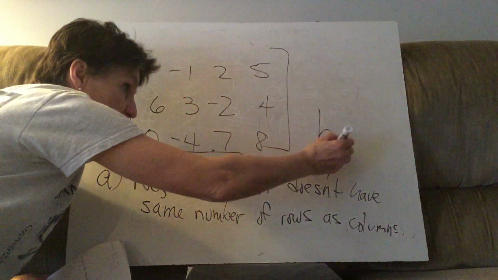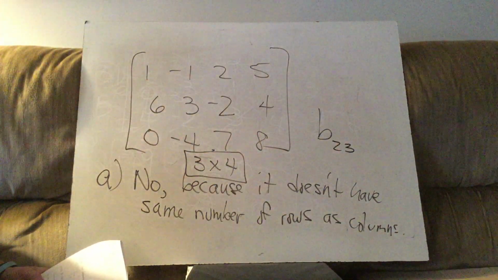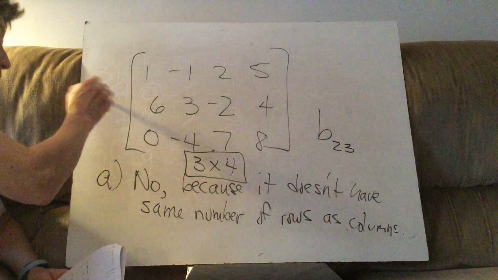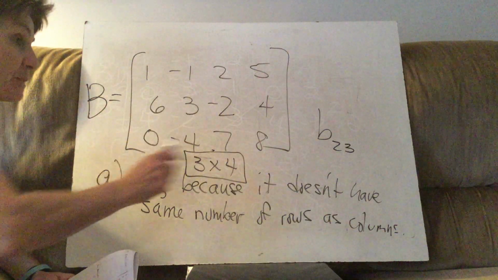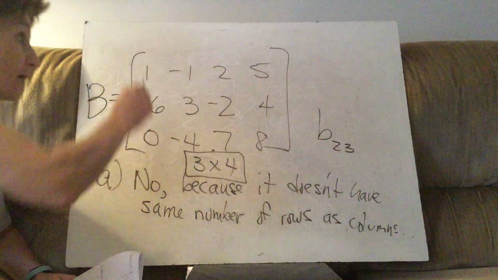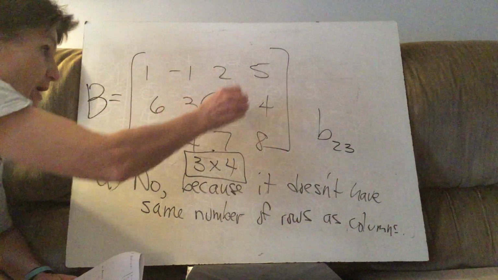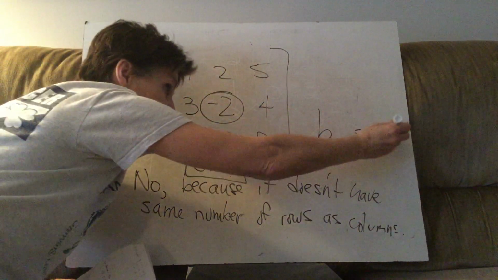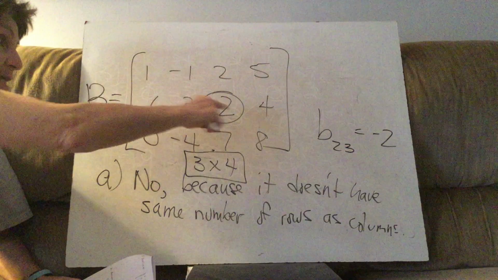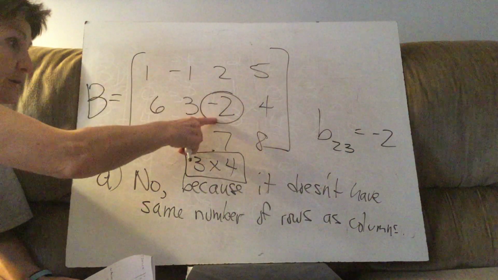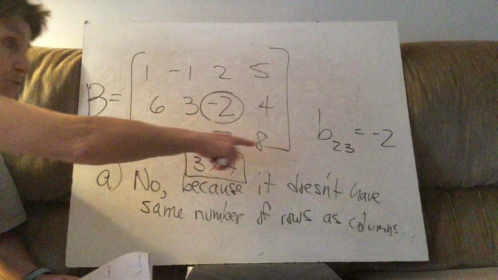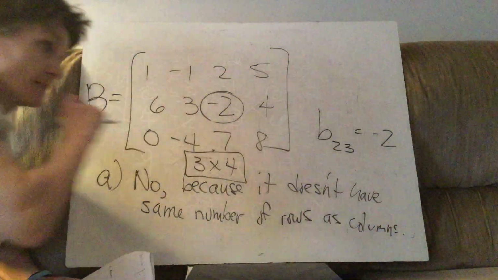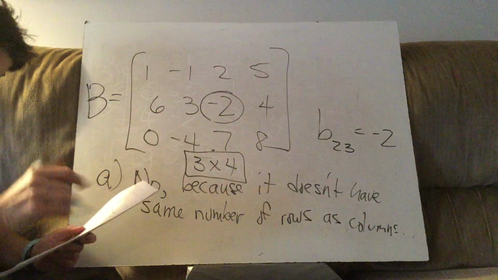Question B says, find that. Well, this is matrix B, remember? So this tells me to look inside matrix B, go to the second row, third column. So second row, third column, that is -2. So this is the entry that's in the second row, third column.